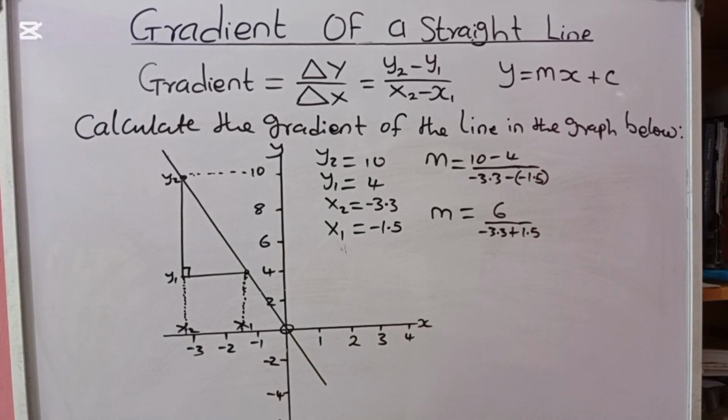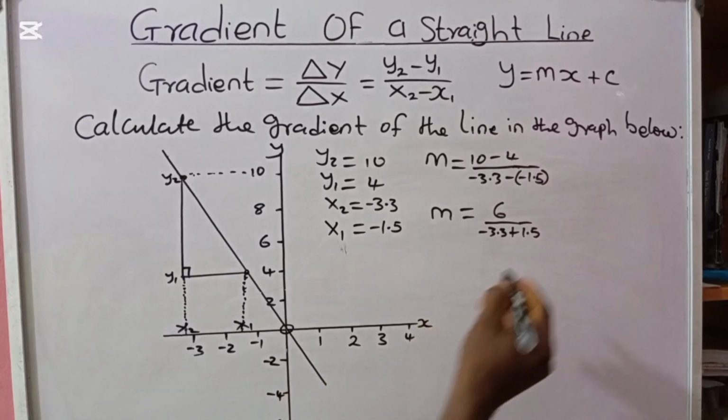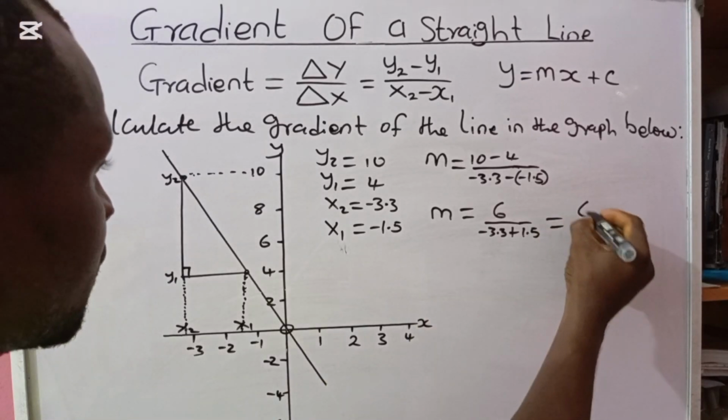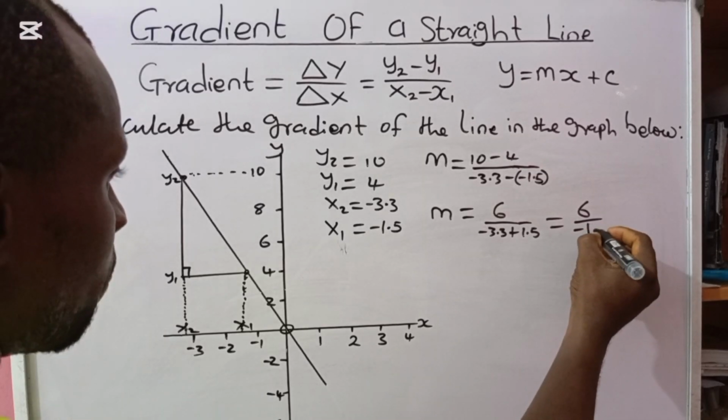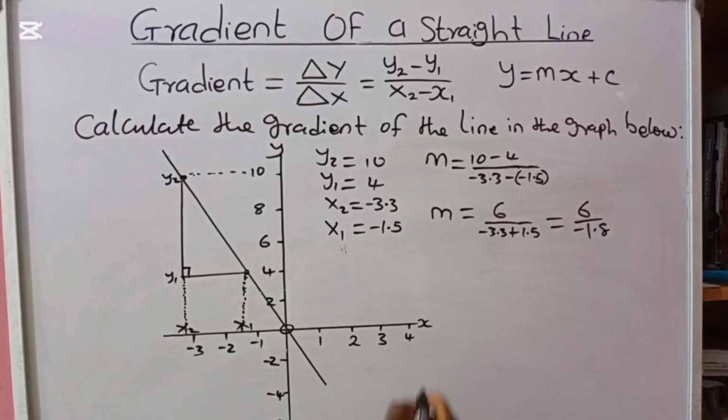So how do we go about this? All right, that is minus 3.3, then plus 1.5. That will give us 6 all over negative 1.8. Use your calculator very well.